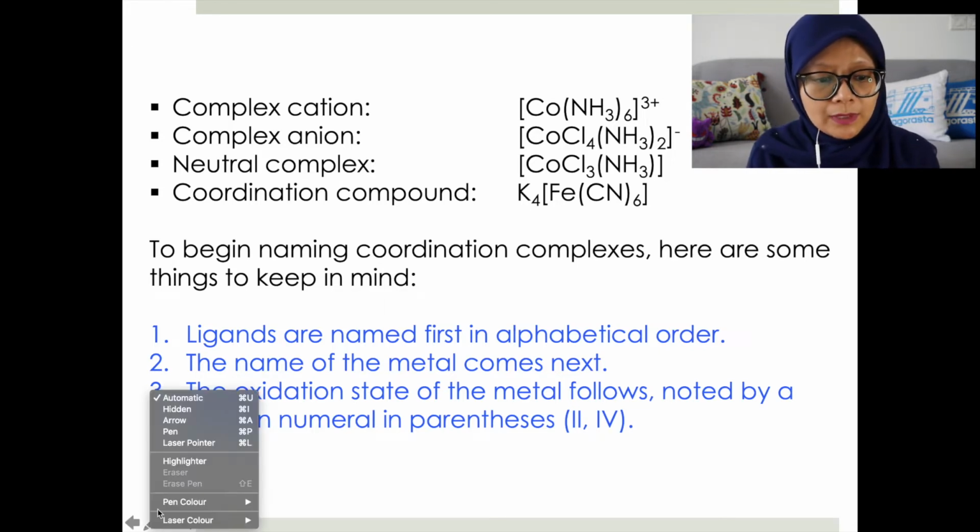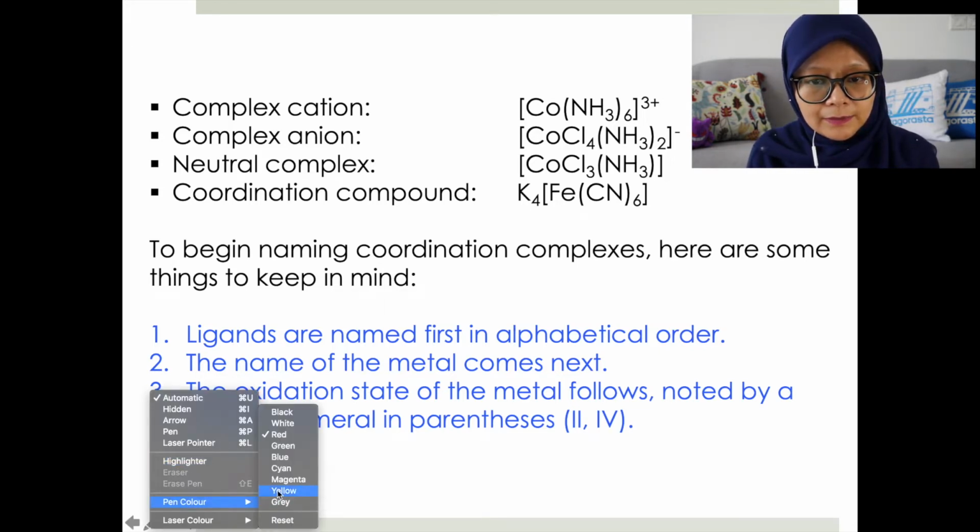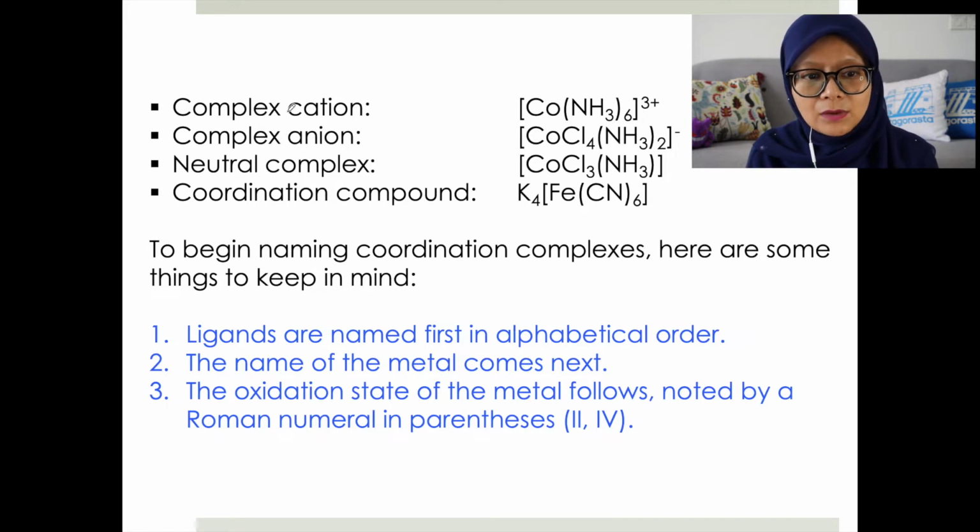The first is a complex cation because we have a positive 3 charge here. Other than that, we have a complex anion with a negative charge here. We have a neutral complex with no charge at all, 0. And last but not least, we have a coordination compound. This is one example of a coordination compound.